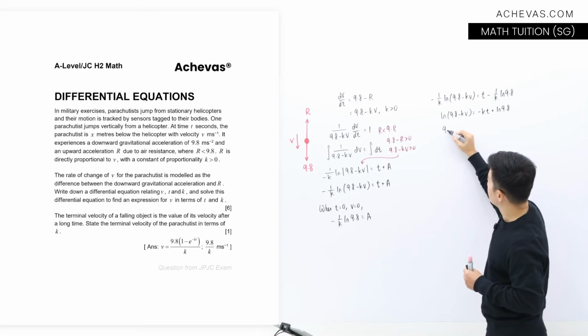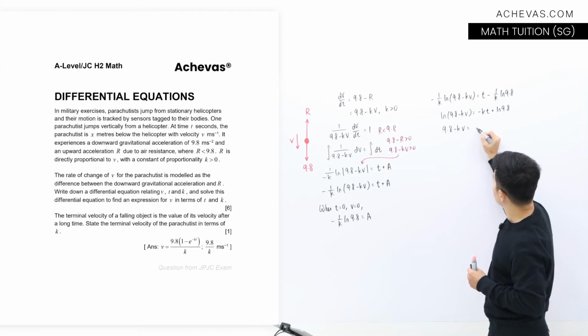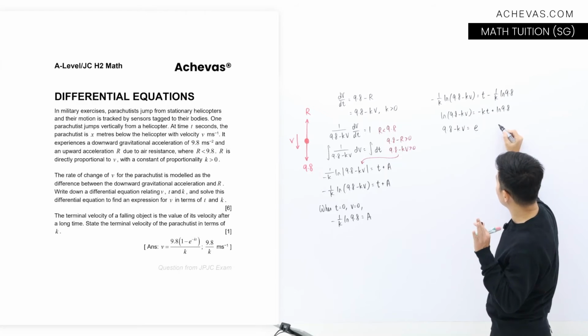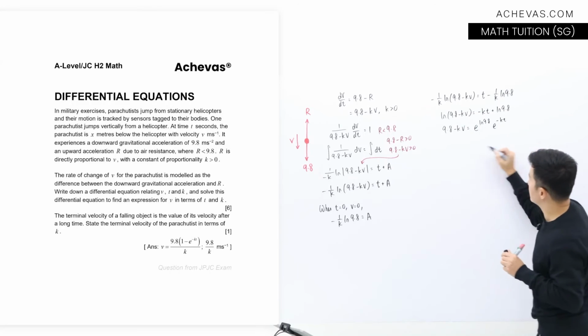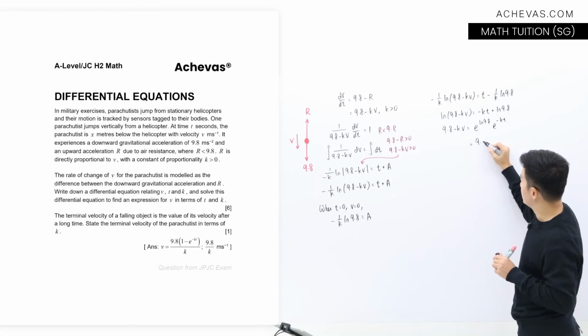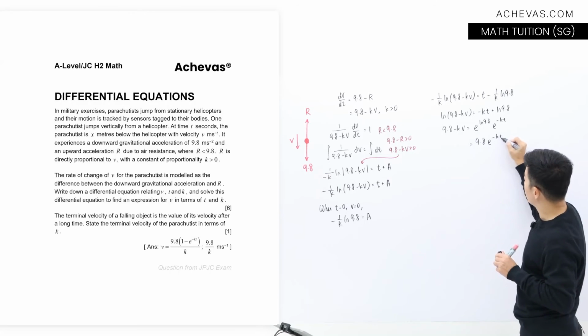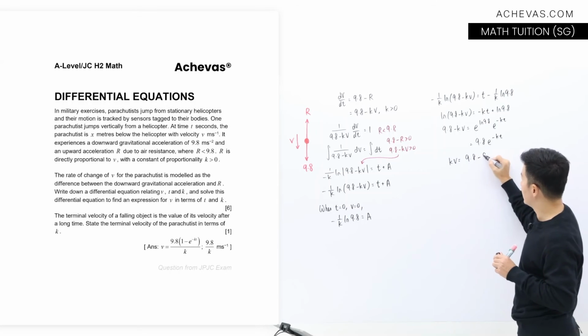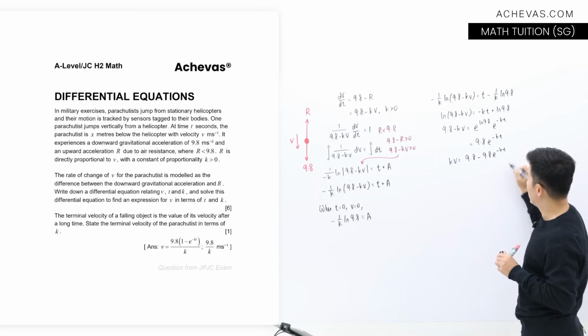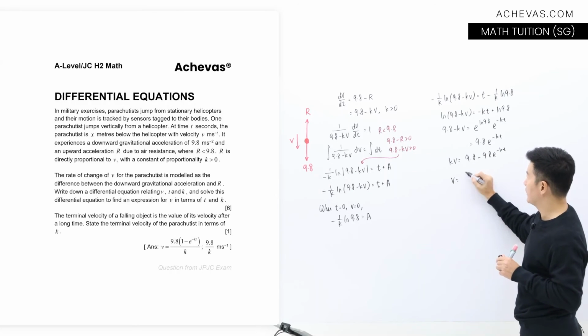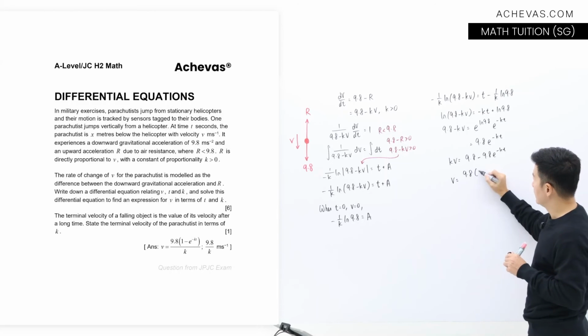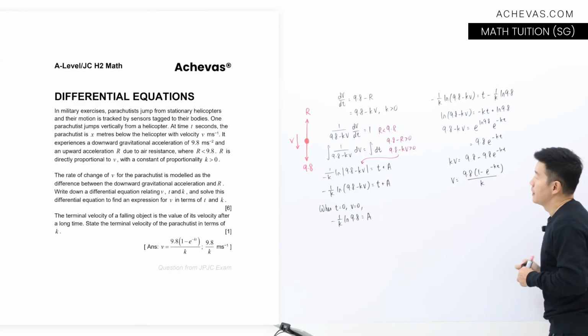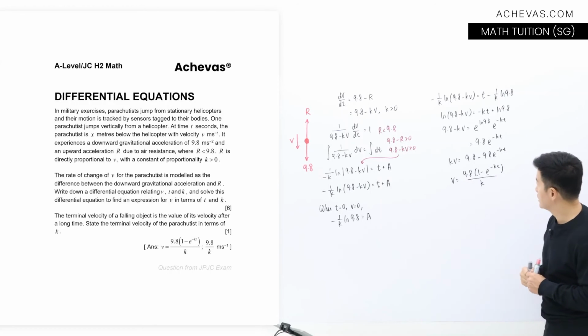Bring ln over to the other side. On the left hand side, we have 9.8 minus kv is e to the power of this, which I am going to rewrite as e to the power of ln 9.8 times e to the power of minus kt. And e to the power of ln 9.8 is simply 9.8. So we have this e to the power of minus kt, which means that kv is going to be 9.8 minus 9.8 e to the power of minus kt, and v is going to be, let me factorize out 9.8, 9.8 times 1 minus e to the power of minus kt, divided by k. Okay, this is for the first part of the question.